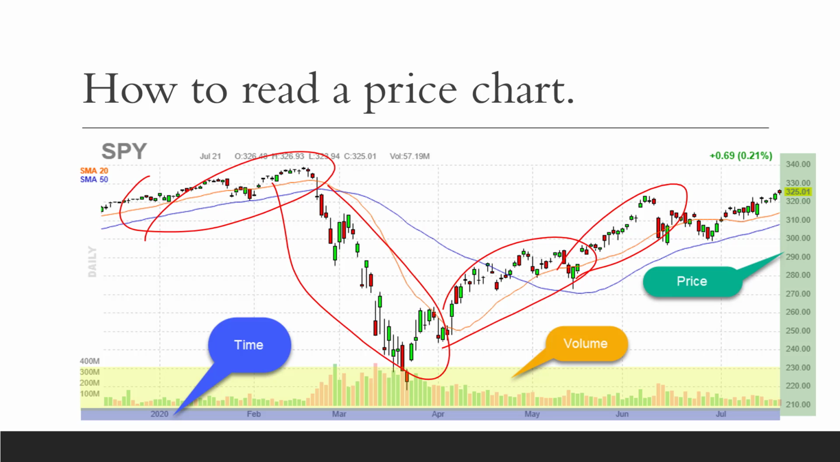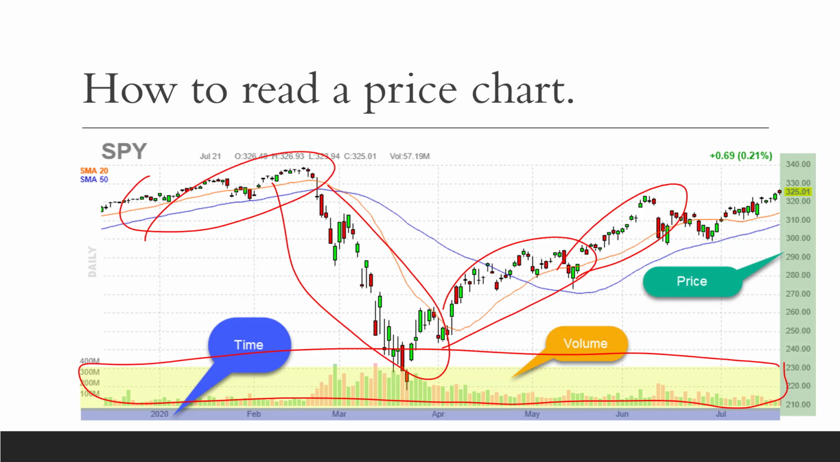On most platforms on the bottom, you have volume. That's where you can see how much volume is traded, and you can see the validity of a movement and things like that, but I could get into more of that later. On the very bottom, it doesn't matter what time frame you're on, it tells you the time frame. So in this case, this is the S&P 500 ETF, the SPY. This is its daily chart.